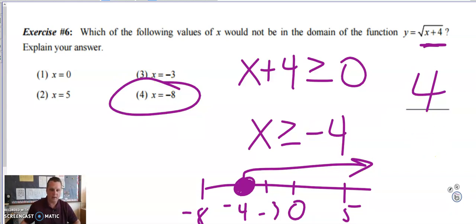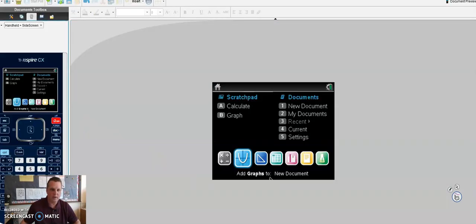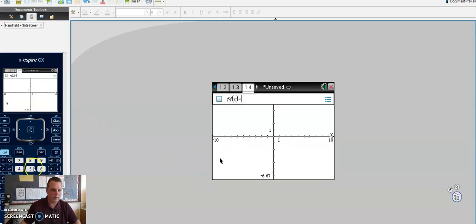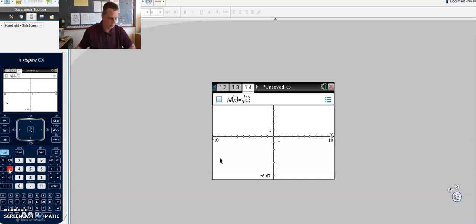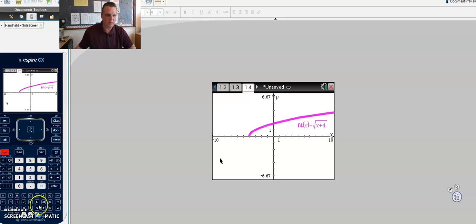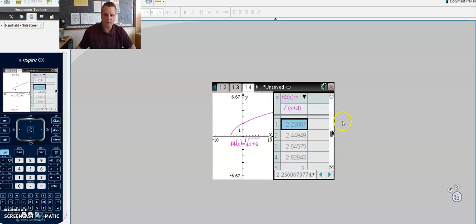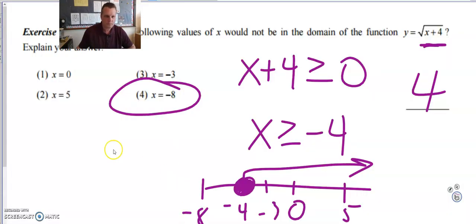x equals negative 8. To show that on the calculator, I'm going to show plugging it in. So I have to do your square root, and then it's x plus 4, enter, go to the table, Control T, and you can clearly see that my values 0, 5, and negative 3 all have values, and then when I get to negative 8, there's an error. So that's another way you can do it, or you can even use the such that.